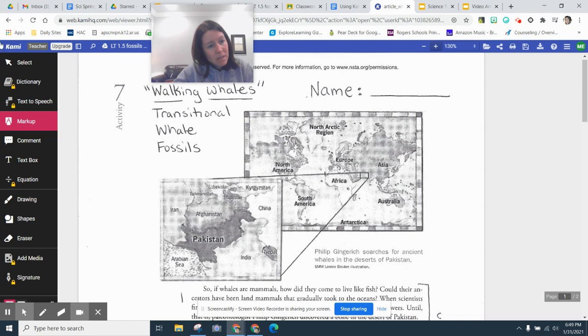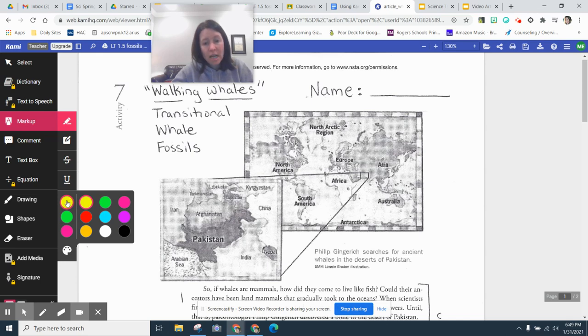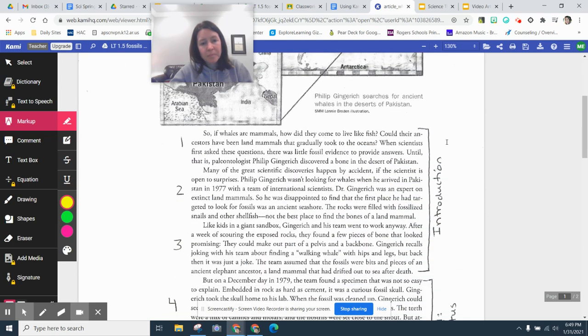So if you'll notice here on markup, you can pick highlight text and then you can pick color. So you'll want to make sure you pick two colors. I'm going to use yellow for highlighting the observations or the facts, and then I'm going to use green for highlighting the inferences. So let's go ahead and start reading, and then I'll go back and highlight.